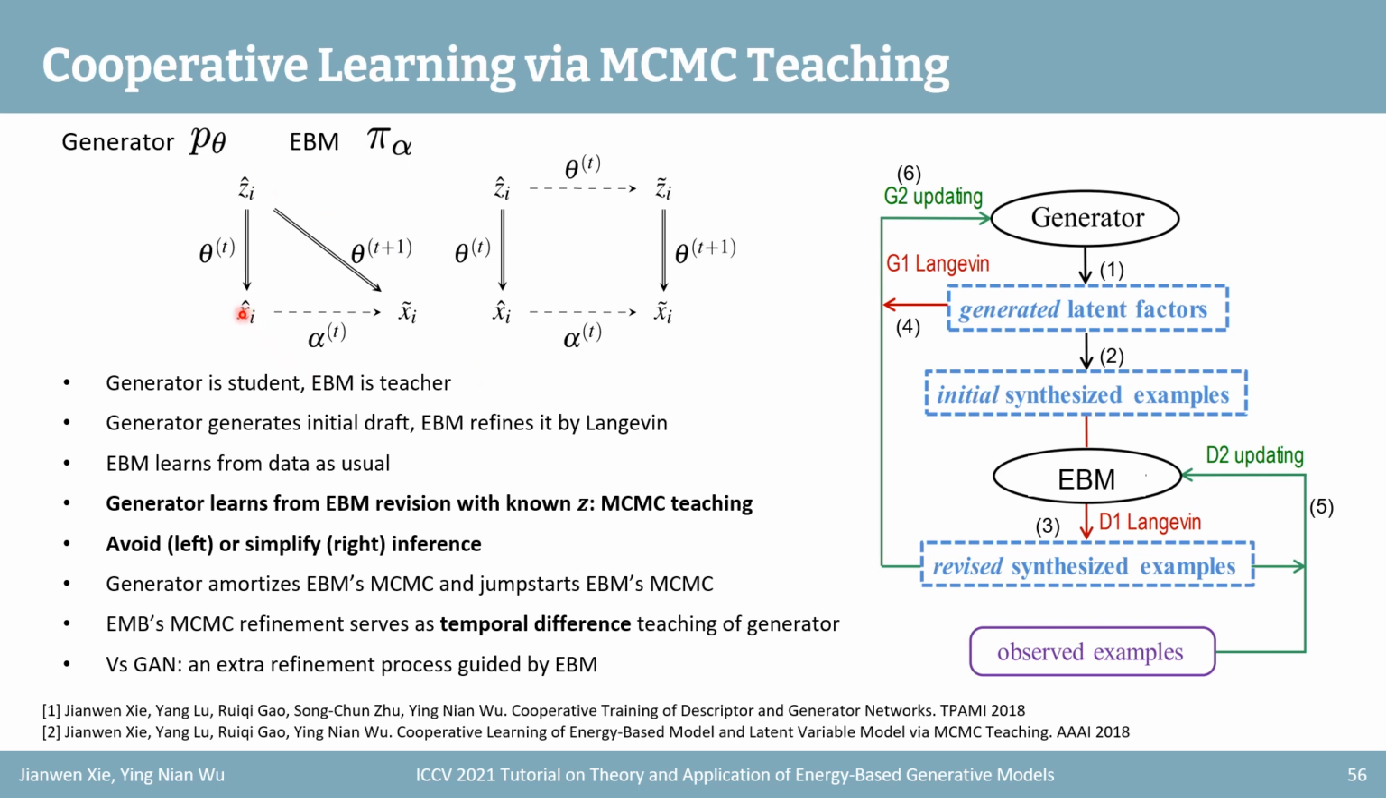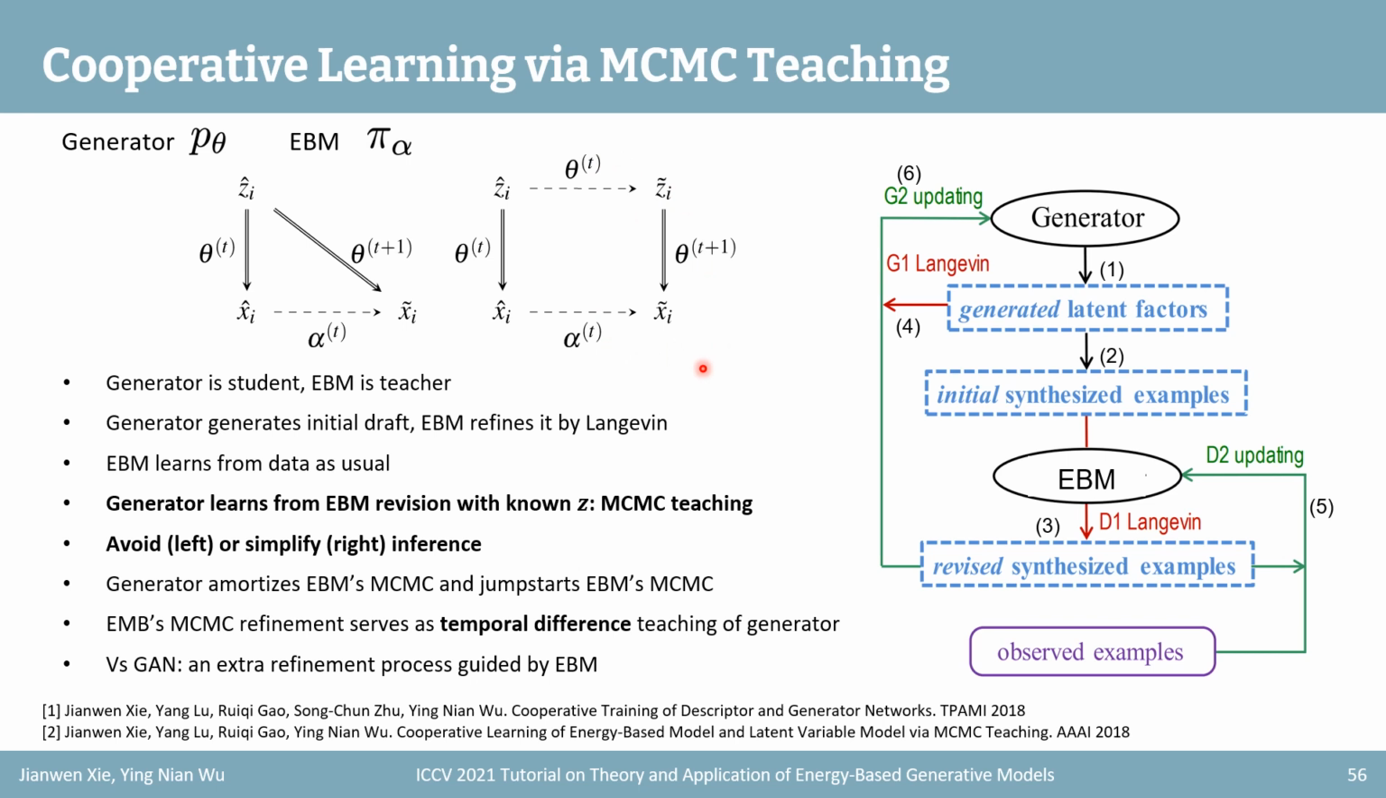Of course, after you update this xi, the underlying zi may also change. So if you want, you can also run a Langevin dynamics to further refine zi to zi tilde. Okay, so this way, you can learn this theta so that this zi tilde reconstructs this xi tilde. So this is a more rigorous scheme for this cooperative learning.